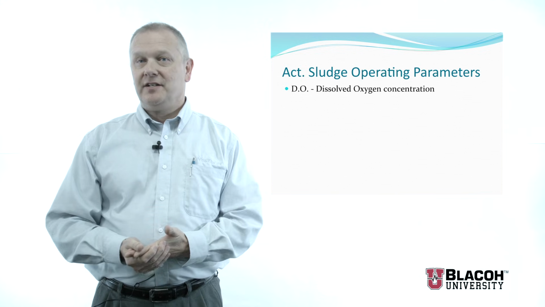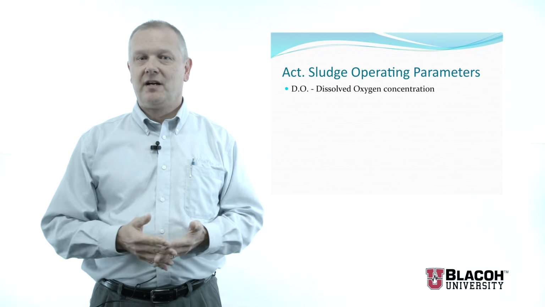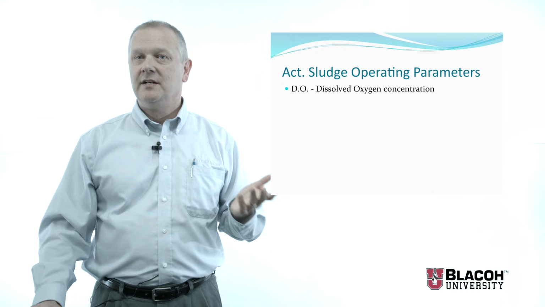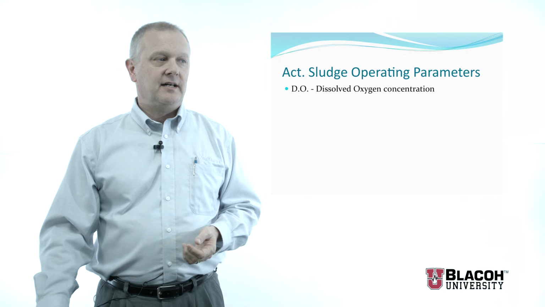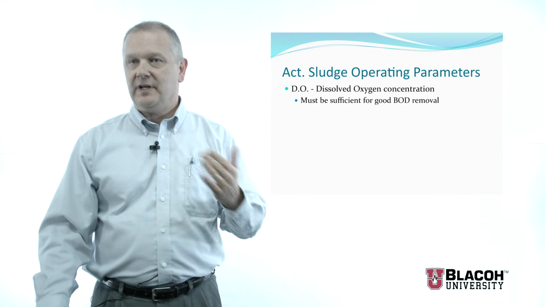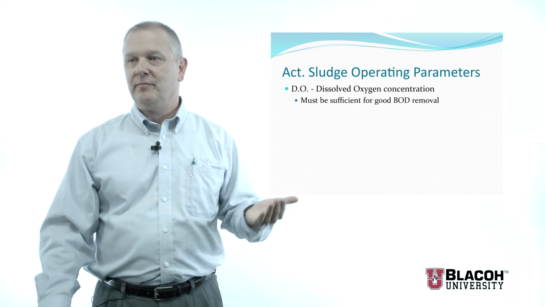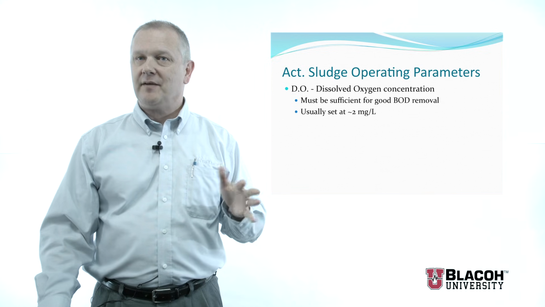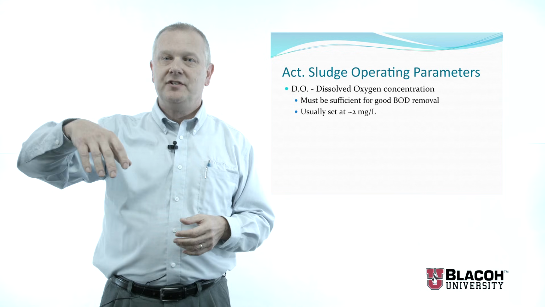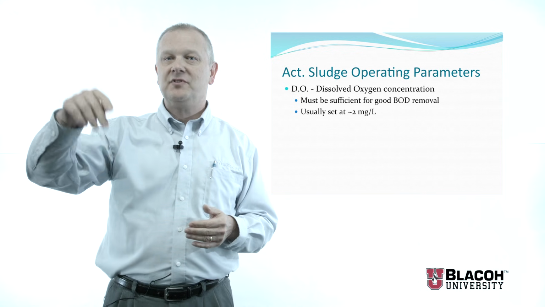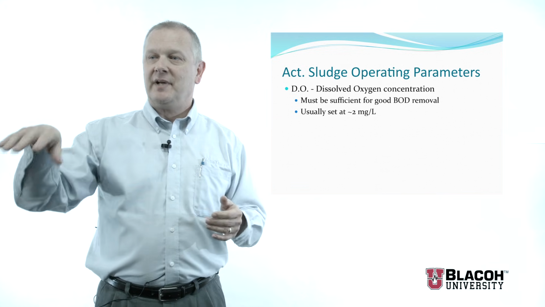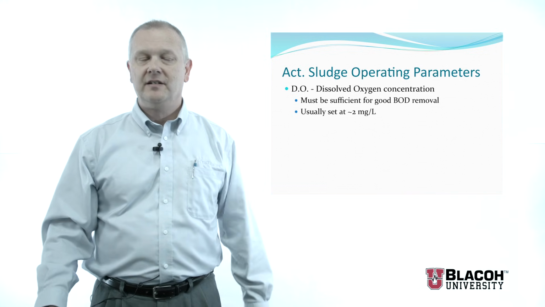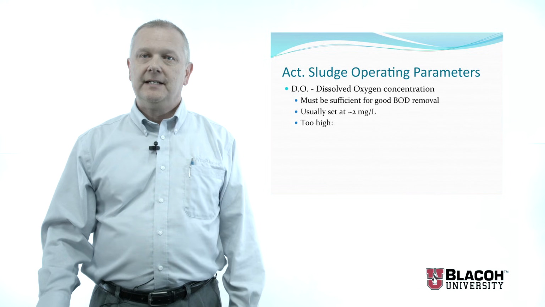Dissolved oxygen concentration. This is obviously critical. As I've talked about, these microorganisms respire, and they need the oxygen dissolved in the water to work correctly. It has to be sufficient to really degrade all the organic matter, or BOD, in the waste. Usually we set it at about 2 milligrams per liter. So we have an oxygen sensor in the aeration basin at all times, and we keep the level in that basin at about 2 milligrams per liter. So there's a little bit of excess oxygen that's always there for the microorganisms to do their work.